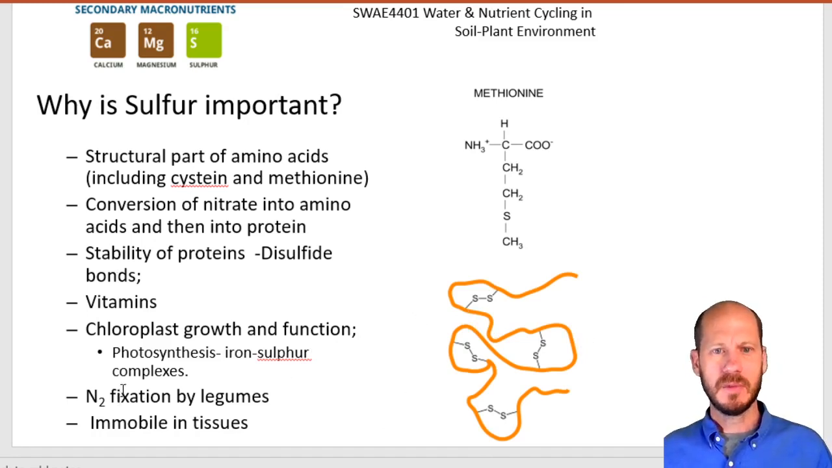Okay. So sulfur is part also of vitamins, and is very important for chloroplast and plant growth function. Nitrogen fixation by legumes also is highly influenced by sulfur nutrition, and sulfur is not very mobile in plant tissues. No, not very mobile in plant tissues.